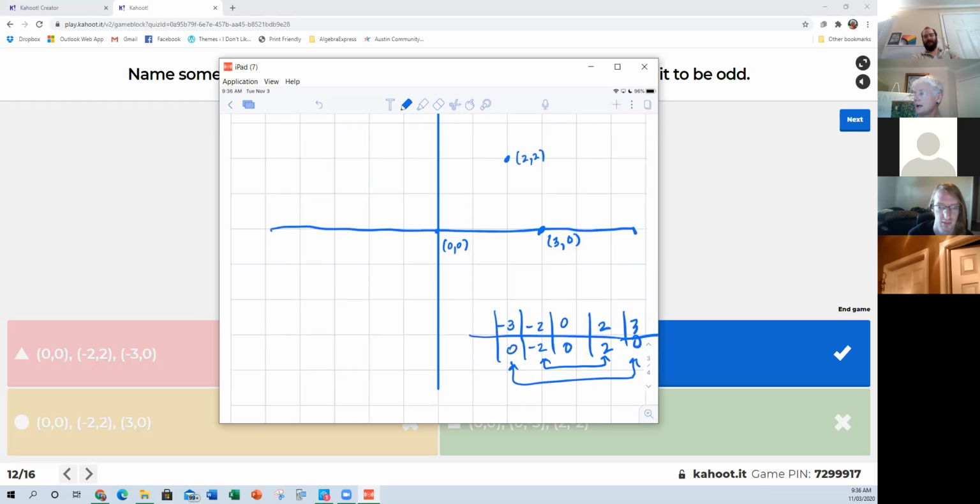So if we were to plot -3, 0 and -2, -2, that would be what would give us the odd function.